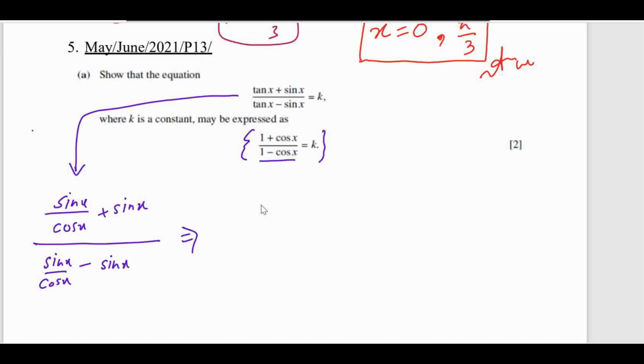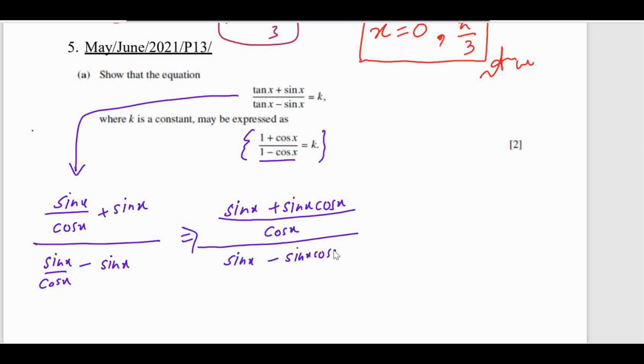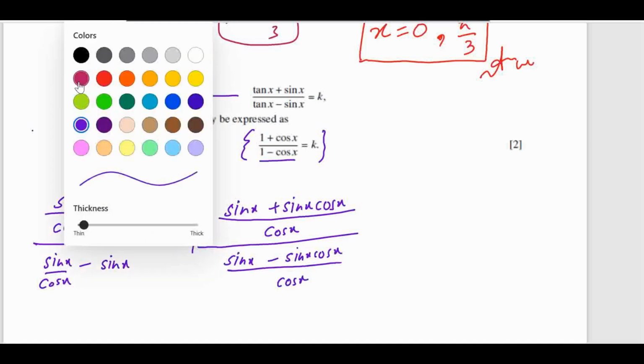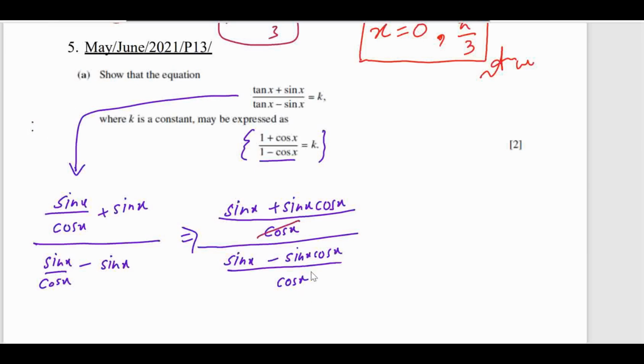And if we take the LCM, this will be sine of x plus sine x cos x, whole divided by cos of x, then sine of x minus sine x by cos of x, whole divided by cos of x. Now from here we can cancel out these two.